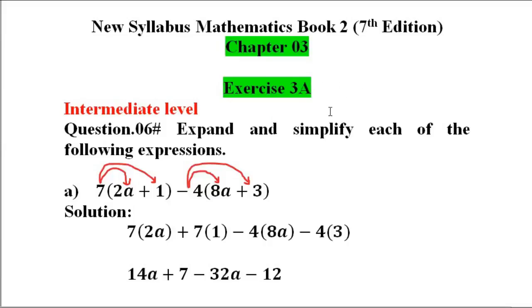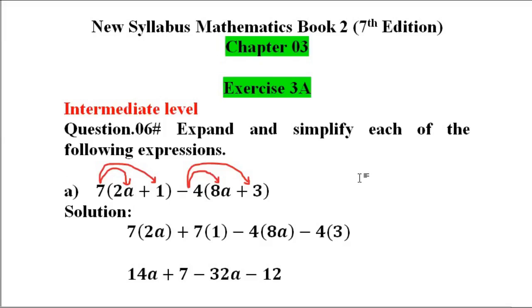In today's video, we will be solving questions 6, 7, 8, and 9 from the new syllabus Mathematics Book 2, Exercise 3A. These questions are based on the expansion and simplification of algebraic expressions. Before solving these questions, I want to quickly remind everyone watching this video that in addition and subtraction of algebraic expressions, we look for like terms, because we can only add or subtract like terms.